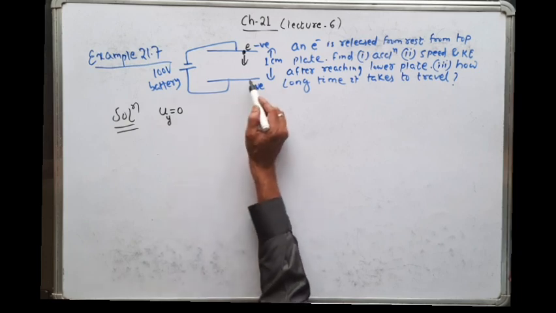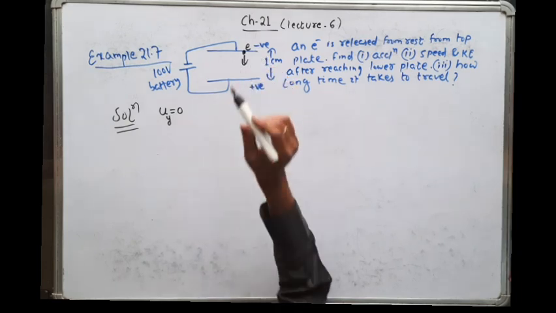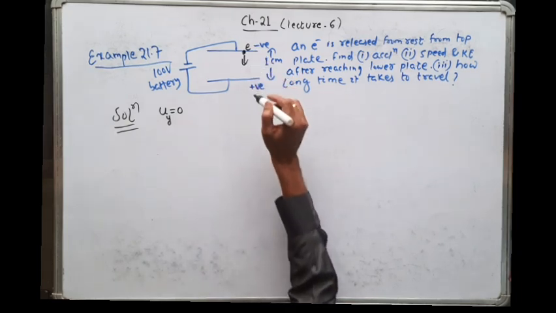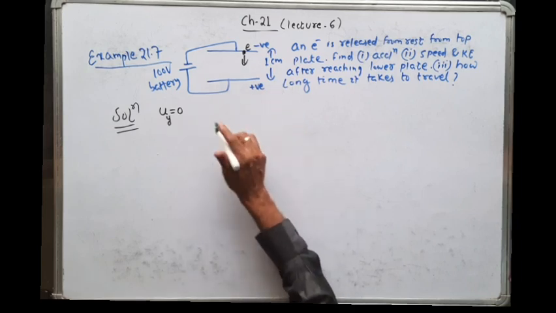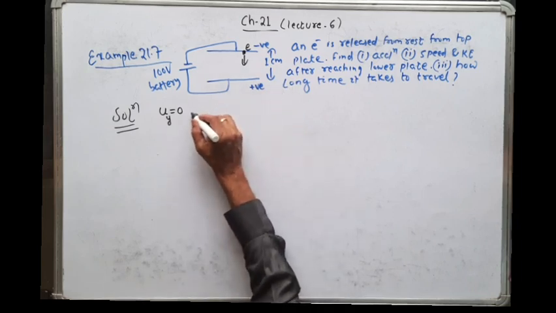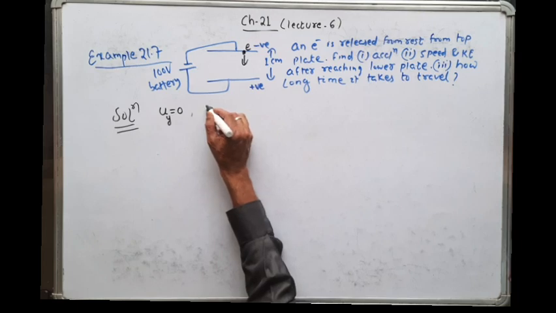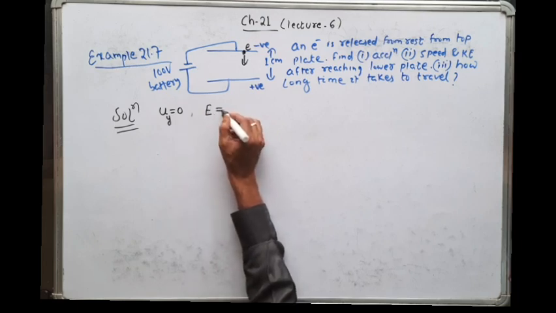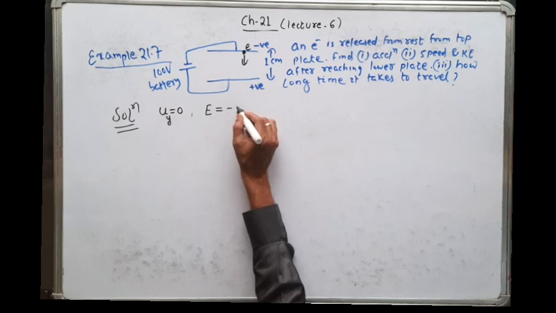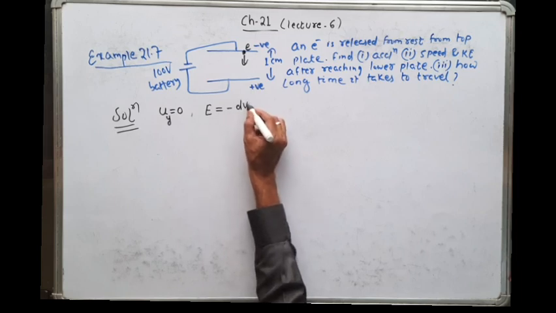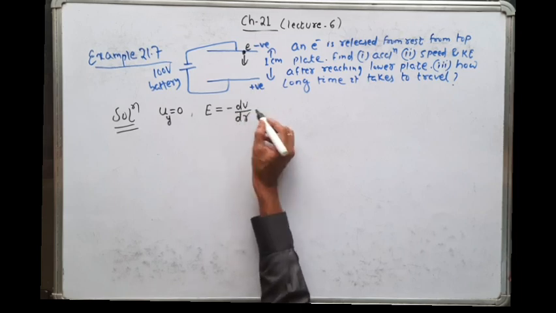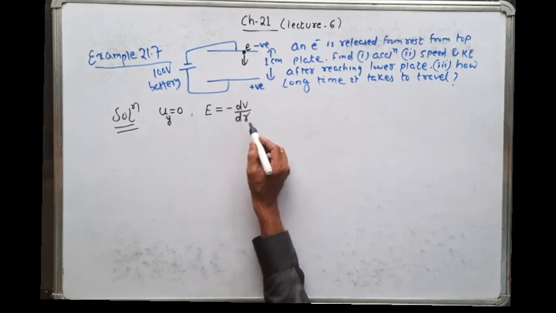Now see, this is the positive plate, this is the negative plate. In between these two plates, there will be an electric field. And in the next chapter, the potential chapter, we will learn that the electric field intensity between two plates is the negative potential gradient. That is, E is equal to minus dV by dr.